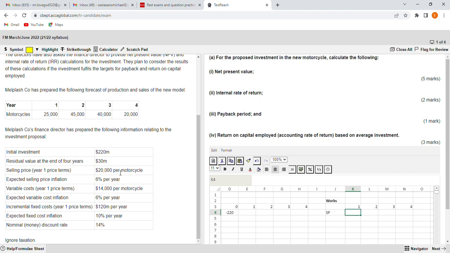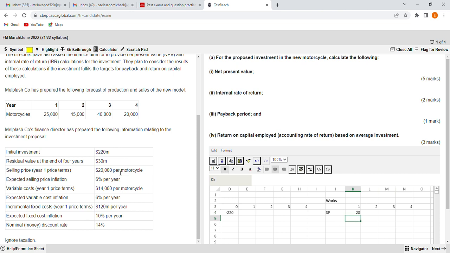So year one selling price is supposed to be 20,000, but since we are working in millions, we have to ignore the zeros. So we have to take off six zeros. In the exams, you can put in all the figures, all the zeros, and the examiner is going to see and mark it for you. But here, because of my workspace and how small my interface is, I will ignore six zeros. So here, our selling price per year is 20,000. So let's make it 20.